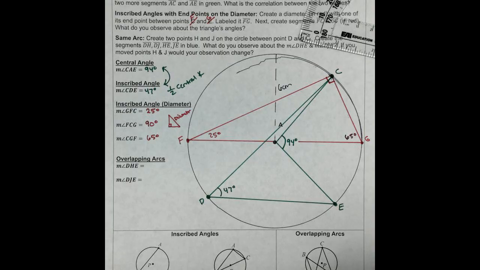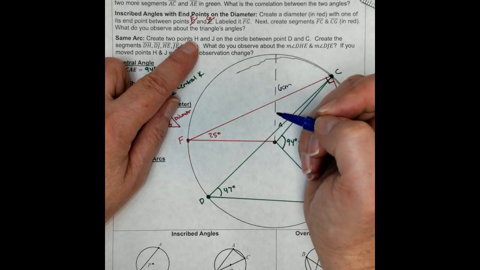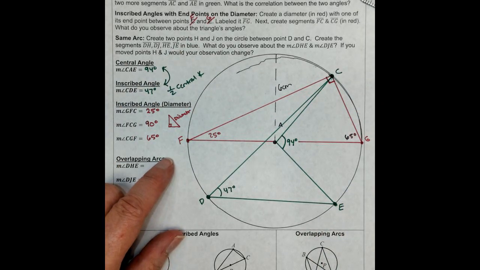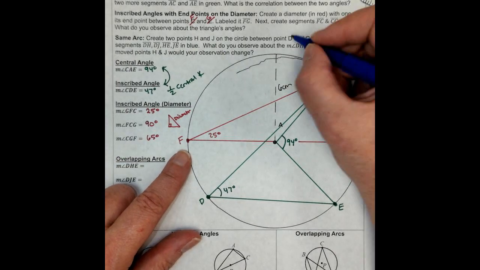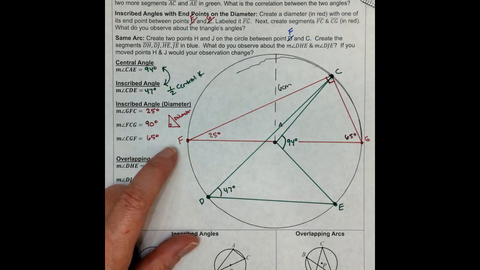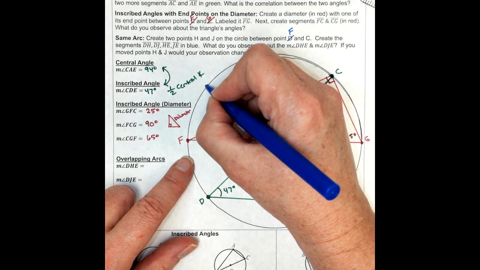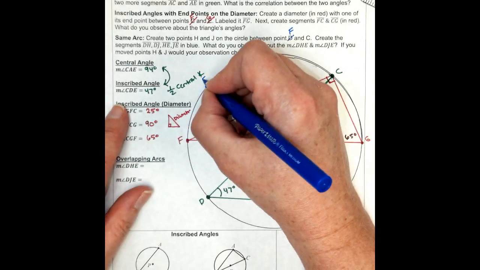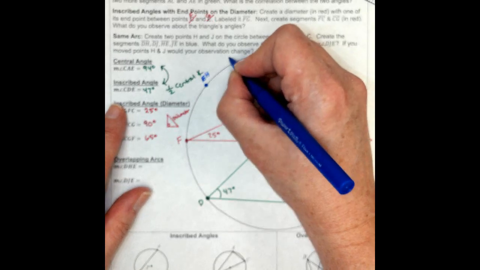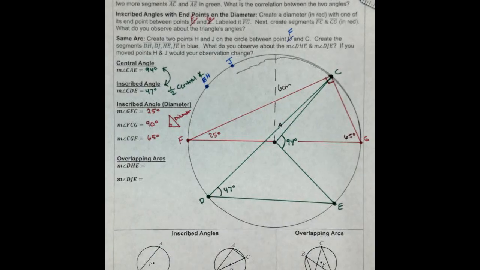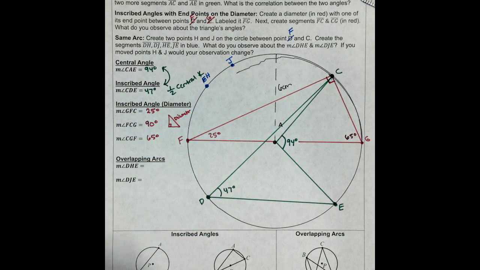Alright, next one is the same arc. So what we're going to do is create two points, H and J, on the circle between F and C. We're going to put these guys up here. So this is H, sorry. H. And then I'm going to put this guy here, J. Okay, so I got points H and J.